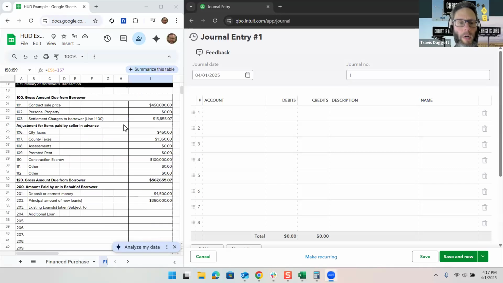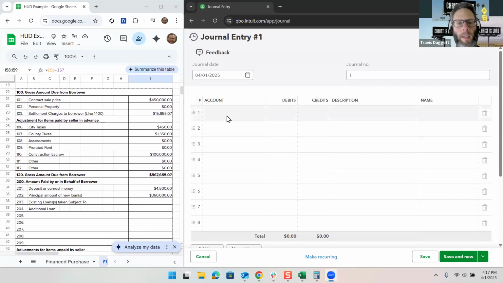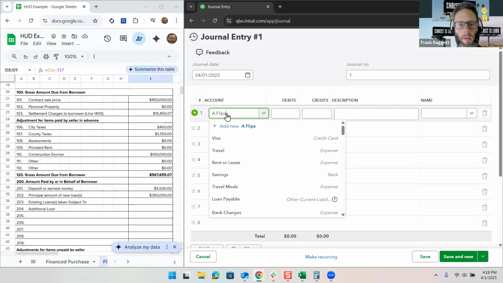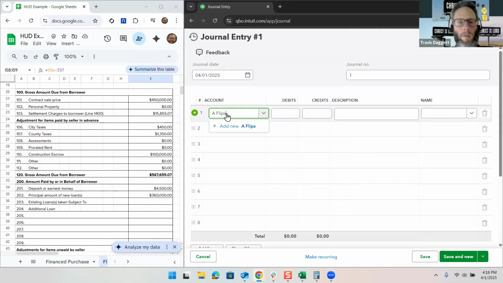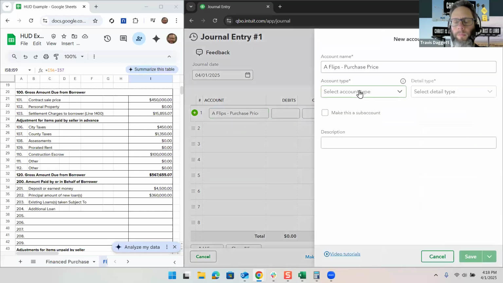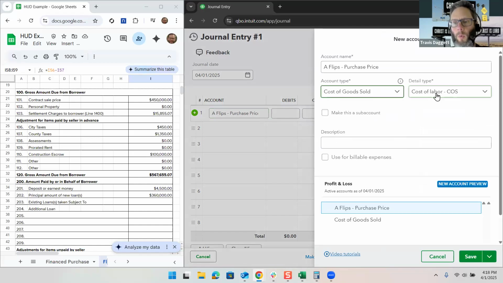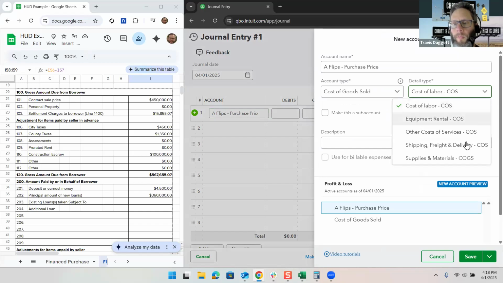Okay, we're just going to walk down the HUD, the settlement statement, and add our properties. So let's go ahead and add this. We're going to make these cost of goods sold. I guess this doesn't really matter.